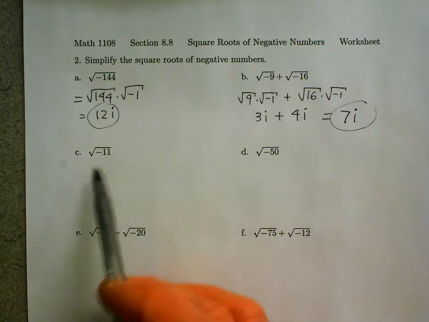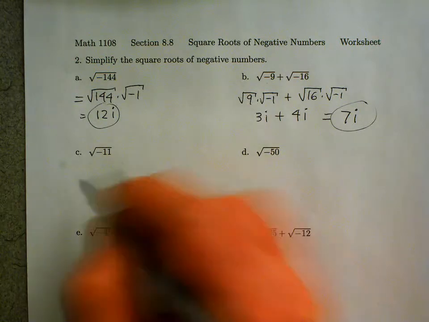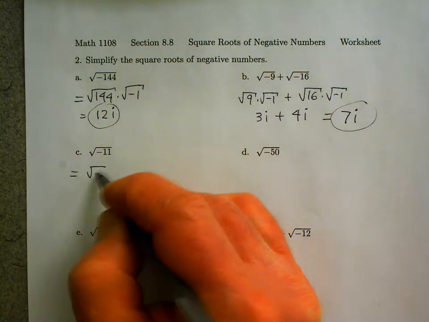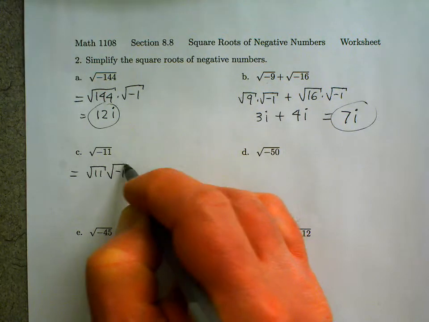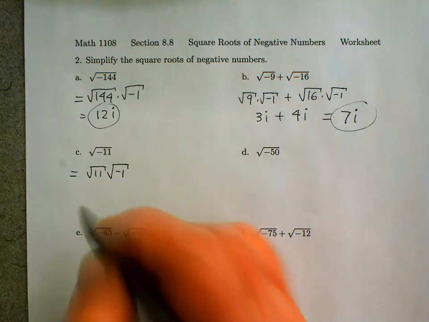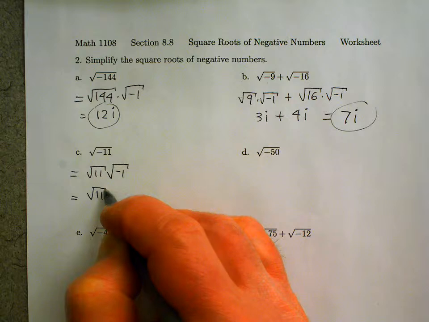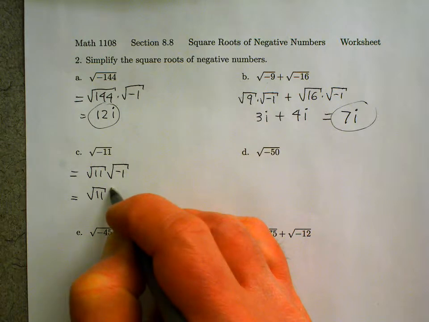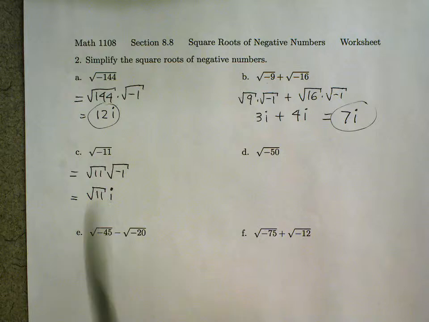And the next one, the square root of negative 11. This is the square root of 11 times the square root of negative 1. The square root of 11 cannot be simplified any further, so we just write the square root of 11 times i. But make sure i is not inside the square root where the 11 is.